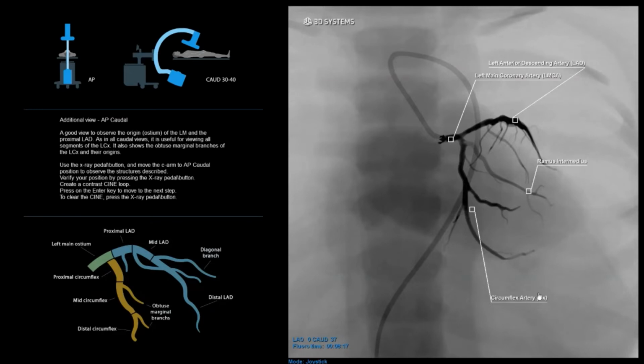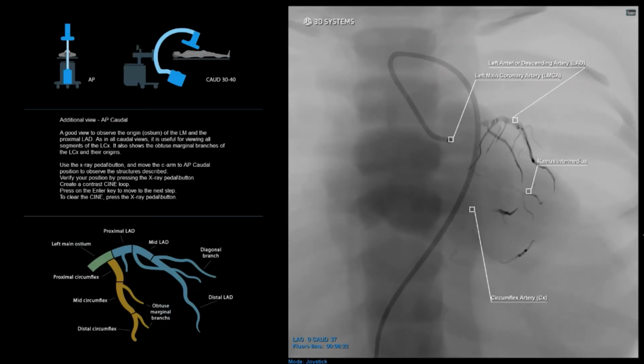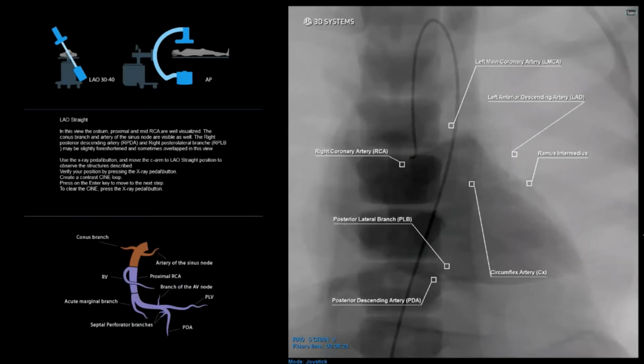In this view, as you can see, given that this is AP, the spine is more or less to the center of the screen, and the vessel that is in focus is the circumflex, and the LAD is somewhat foreshortened on the top of the screen. And you can nicely see the left main with that bifurcation.